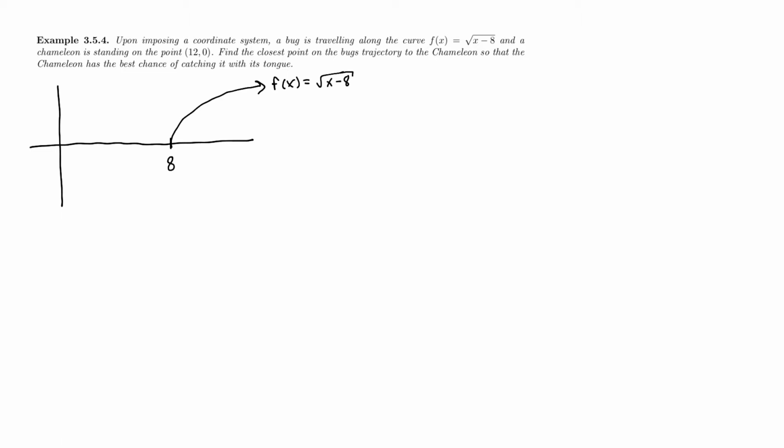A chameleon is standing on the point (12, 0). So the point (12, 0) would be this point right here. This is where the chameleon is standing. We want to find the closest point on the bug's trajectory. So the bug is traveling on this. There's a chameleon here. This is the bug's trajectory, to the chameleon so that the chameleon has the best chance of catching it with its tongue. So we want to find the point on here where the bug is closest to the chameleon.